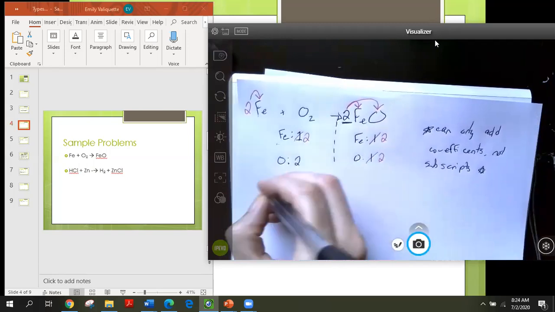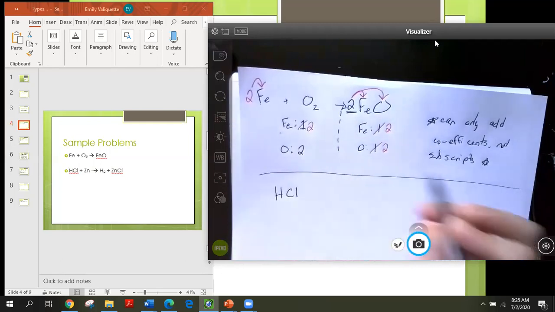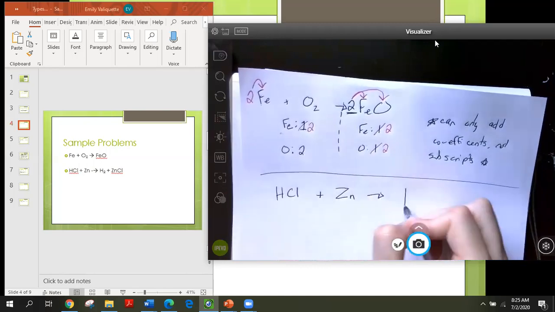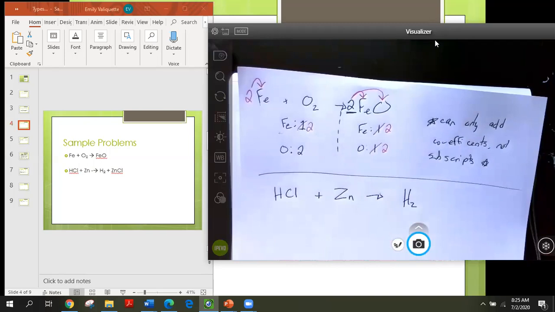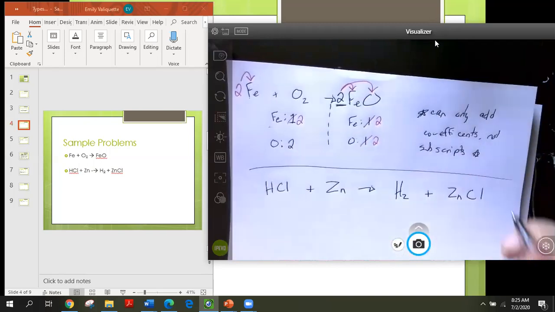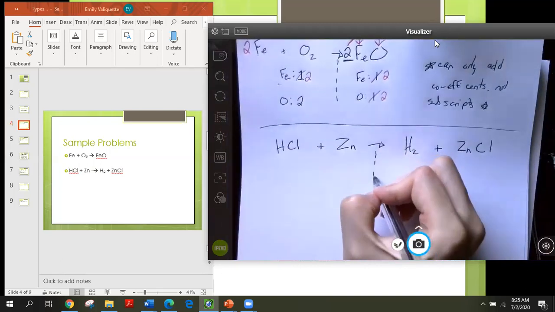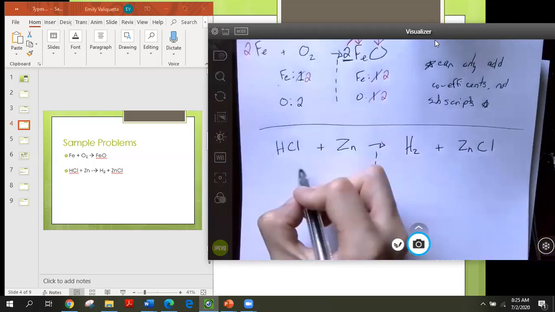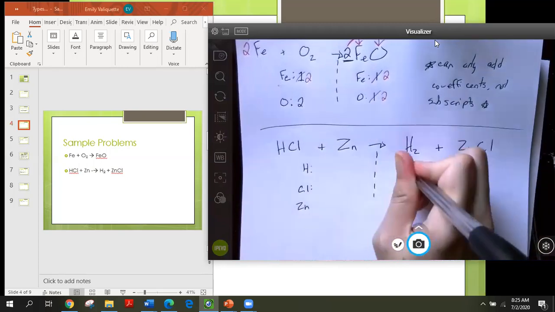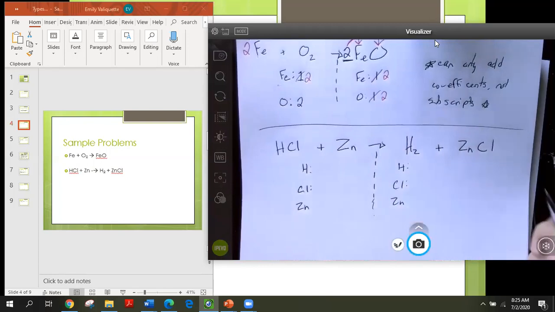Let's try the second example here. So HCl, that is hydrochloric acid, plus Zn, which is zinc, is going to make hydrogen gas, so H2, and zinc chloride. Again, I'm going to divide this reaction in half where the arrow is, write out what elements I have on each side in the same order. And then I just count.